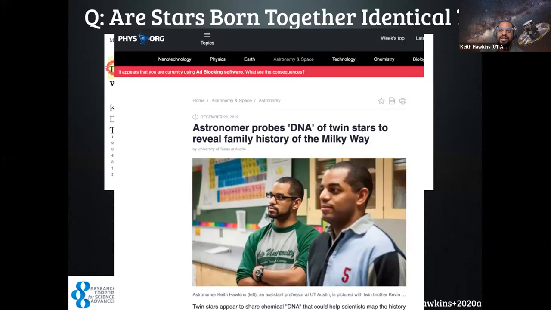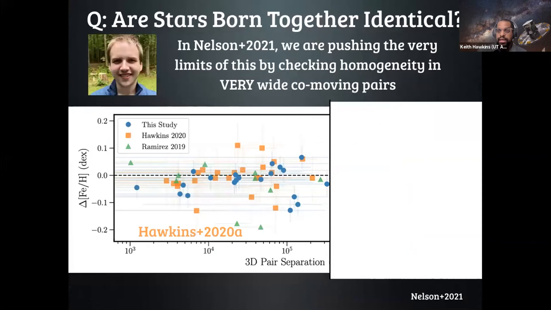And so we decided to extend this. I have a student, Tyler Nelson, who worked in collaboration with Wansen Ting and Alex Chi, and we collected high-res spectra from Magellan MIKE of wide binaries. This is showing you the difference of metallicity for a set of wide binaries in my study.